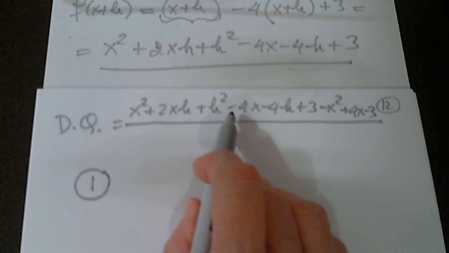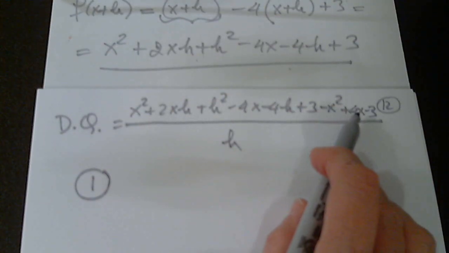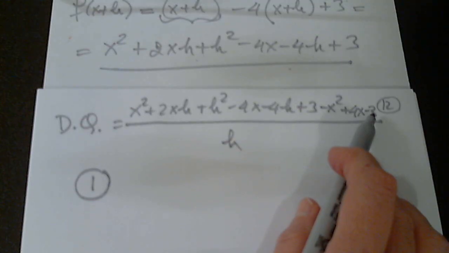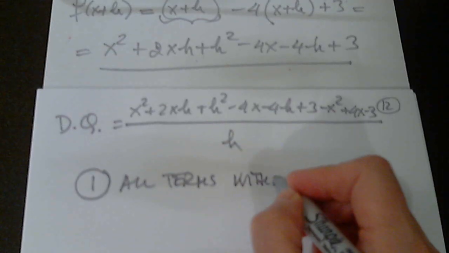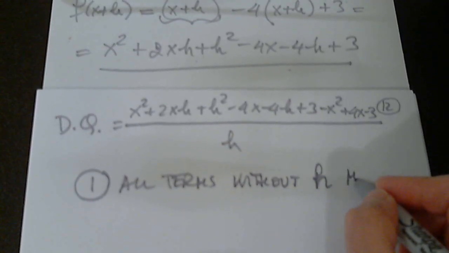Before we continue, note number 1. Every time we determine the difference quotient, all terms without h in the numerator have to simplify for any function. So all terms. If some terms without h simplify, it's even better. But all terms without h must simplify. If they don't simplify, I'm in trouble. So I did something wrong.